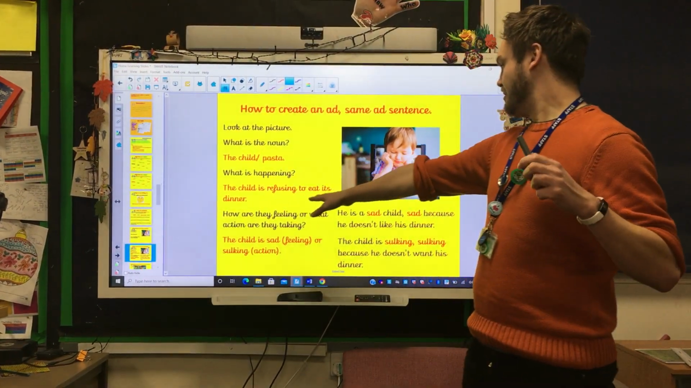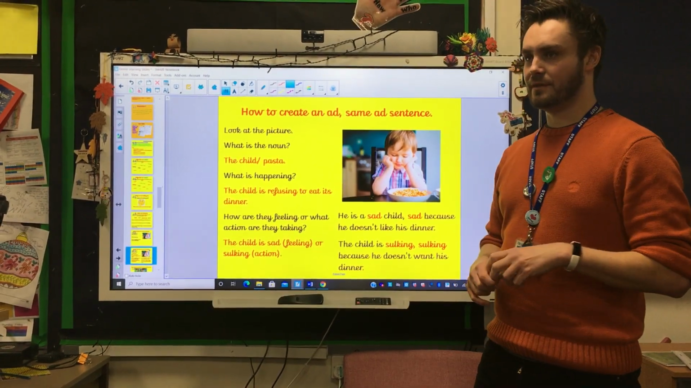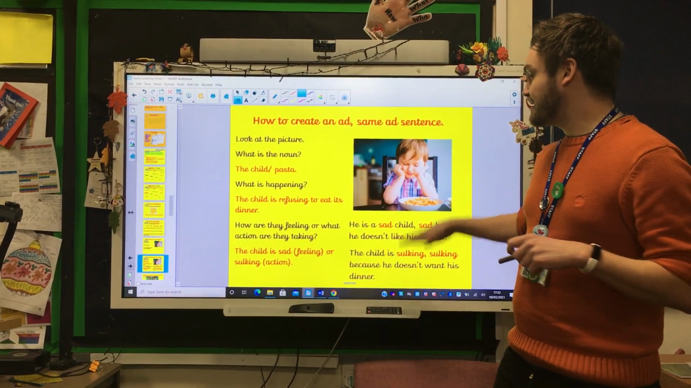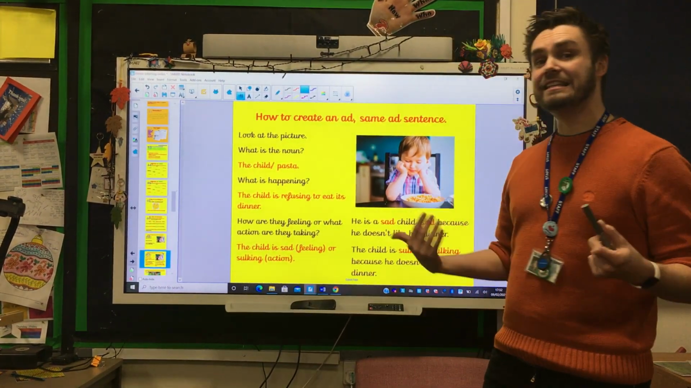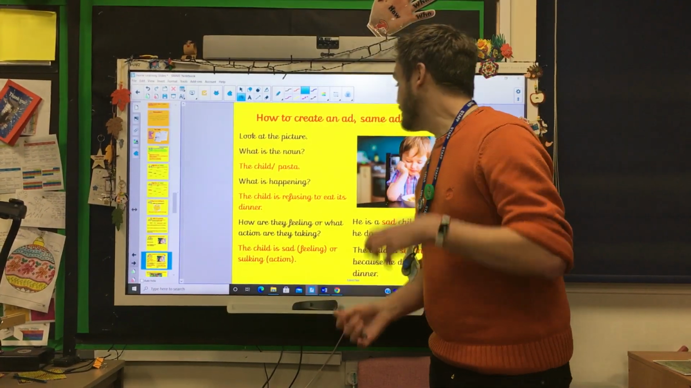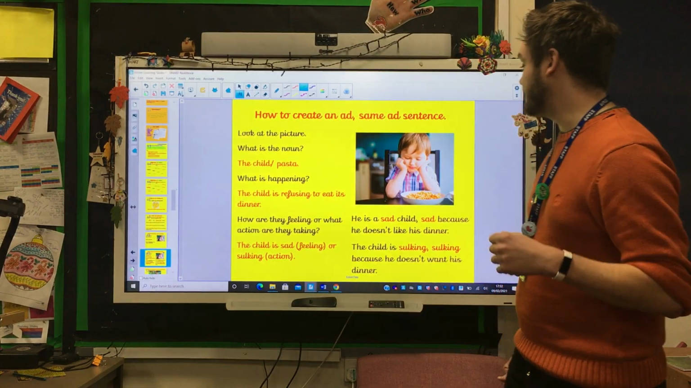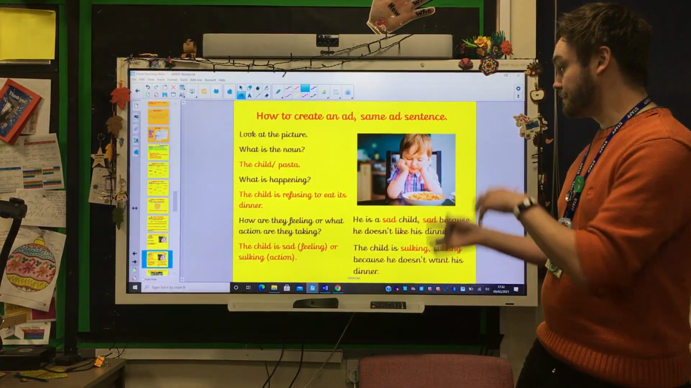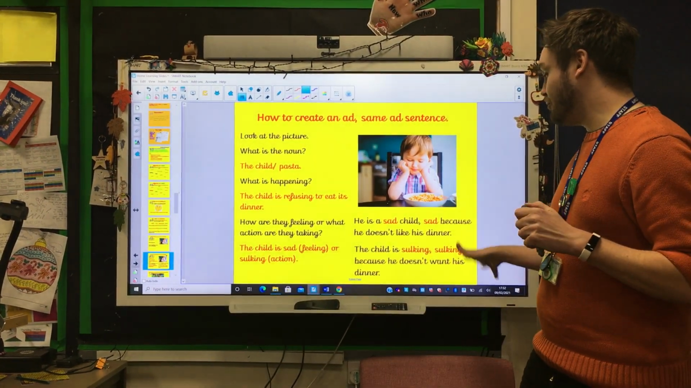What is happening? Well, by the looks of it, the child is refusing to eat its dinner, okay, or it's sulking. How are they feeling, or what action are they taking? So they're probably feeling sad because they're not too keen on their dinner, or they're taking the action of sulking about it. So you can then use that to come up with your add, same, add sentence. So we can tell he is a sad child, sad because he doesn't like his dinner. Or you say the child is sulking because he doesn't want his dinner.